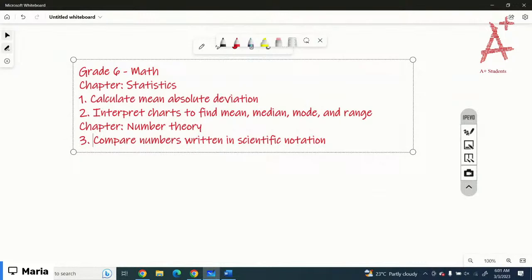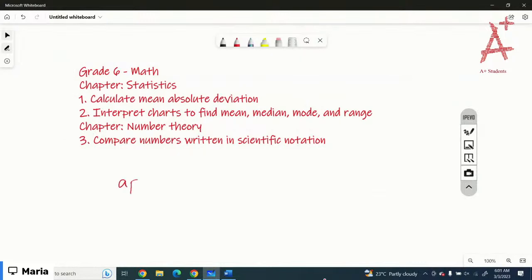So, we're going to start with grade 6 maths. You can find all the lessons on aplusstudents.com.